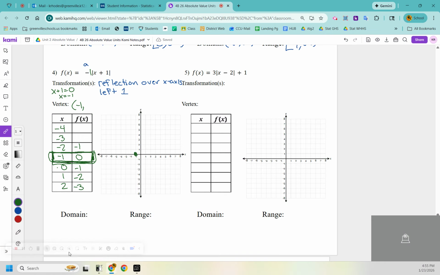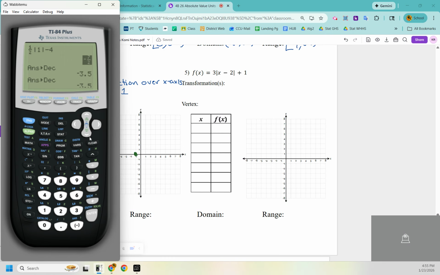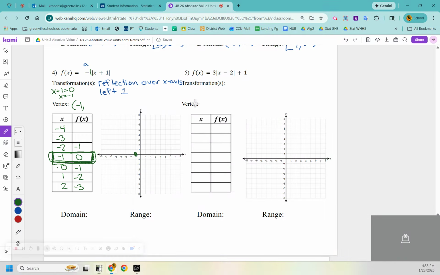Or put it in your calculator. I'll put 1 in your calculator just so you can see it. Get to the bottom. So negative absolute value. For x, I'm going to do negative 3 plus 1, negative 2. And hopefully you see the pattern. Negative 1, negative 2, negative 3.